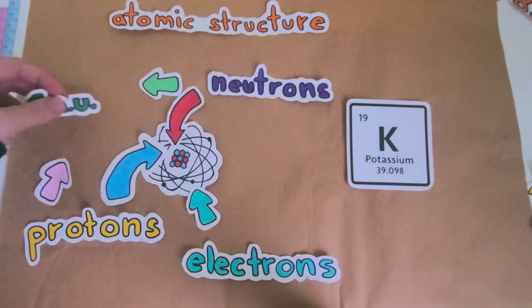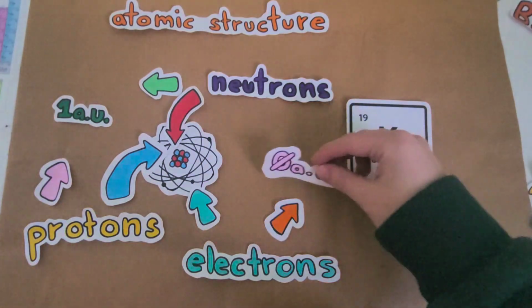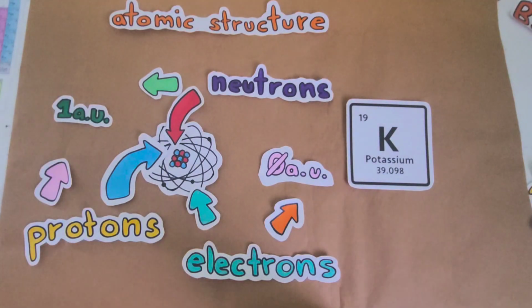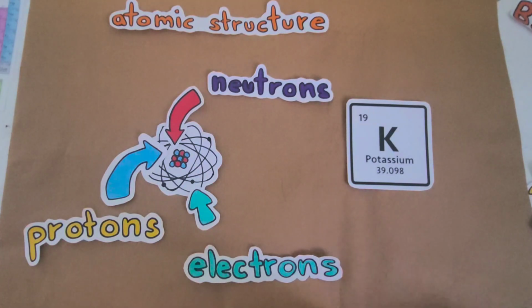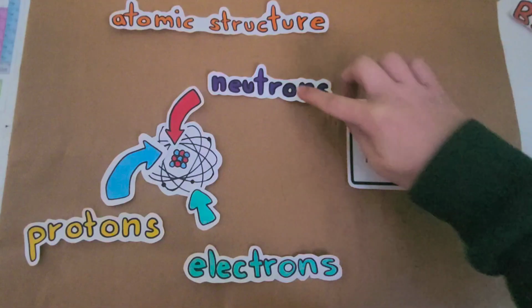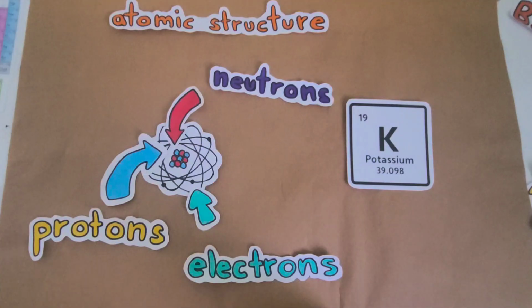Protons and neutrons are around the same size, each are about 1 atomic unit. Electrons, though, are so small that we count them as 0 atomic units. Each subatomic particle also has an important role. The electrons interact with other atoms and elements, the neutrons keep the protons together and the electrons away, and the protons identify the atom. Each element has a different number of protons.